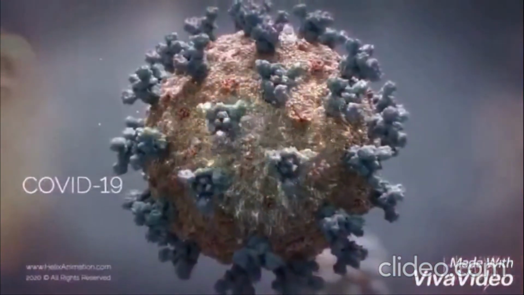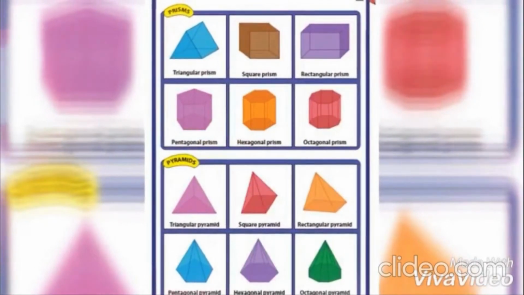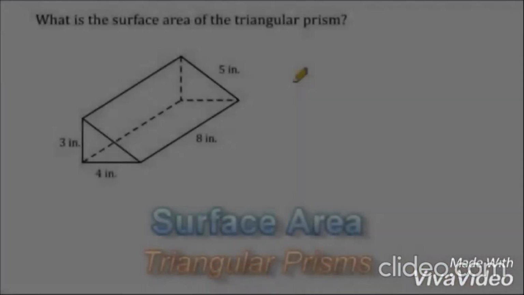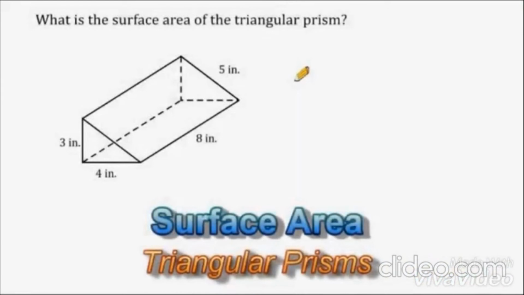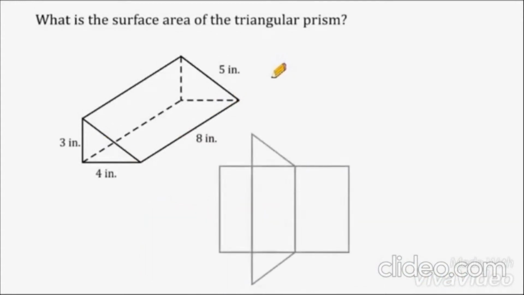Today, I will show you how to find the surface area and volume of different shapes like rectangular prism, triangular prism, and cylinder. What we are going to do now is to practice finding the surface area of a triangular prism, which consists of two congruent triangles and three rectangular surfaces. Let's start by finding the area of two triangular surfaces.